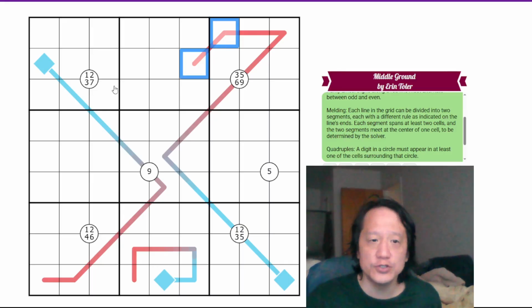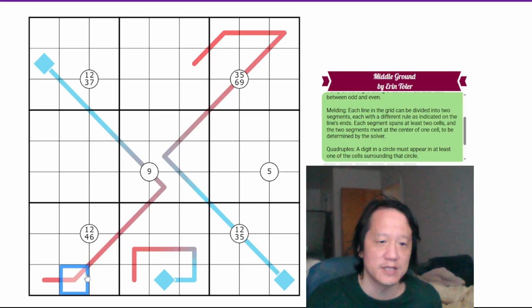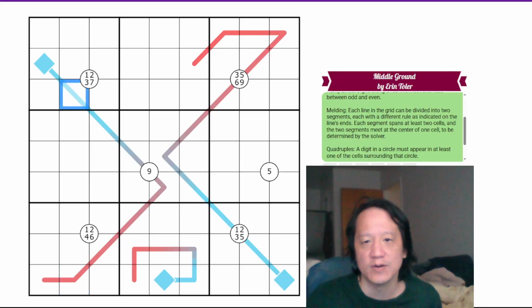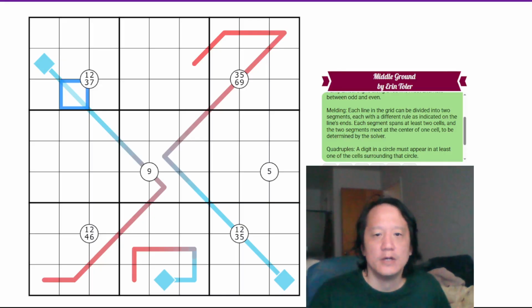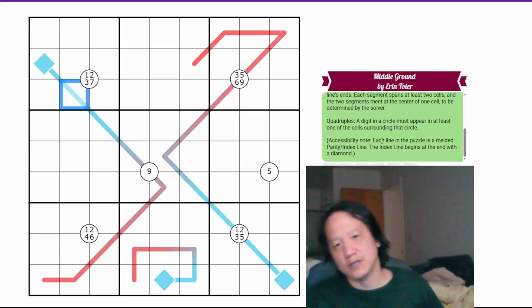Anyways, we know the first 2 cells on the line have to be of the indicated type. So these 2 must be index lines, and these 2 must be parity. And then the 2 segments meet at the center of one cell. So it could be that it meets here, or it can meet here. We don't really know. But that's how this melding works.